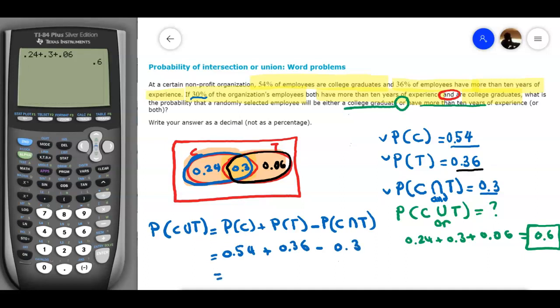Again, I would suggest you use the calculator. So this is the second method: 0.54 plus 0.36 minus 0.3. And guess what? You get exactly the same answer, 0.6. All right, and here you go. I hope this will help.